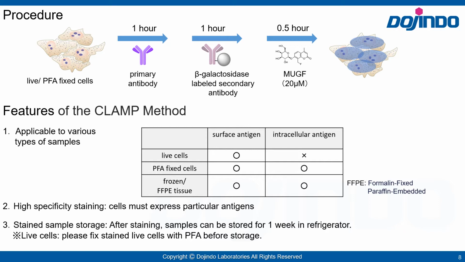The clamp method can be applied to a variety of samples. For live cells, only surface antigens can be detected because the antibodies cannot enter the cells. For PFA-fixed cells and tissue sections, however, intracellular antigens can be stained as well. Additionally, the stained samples can be stored.